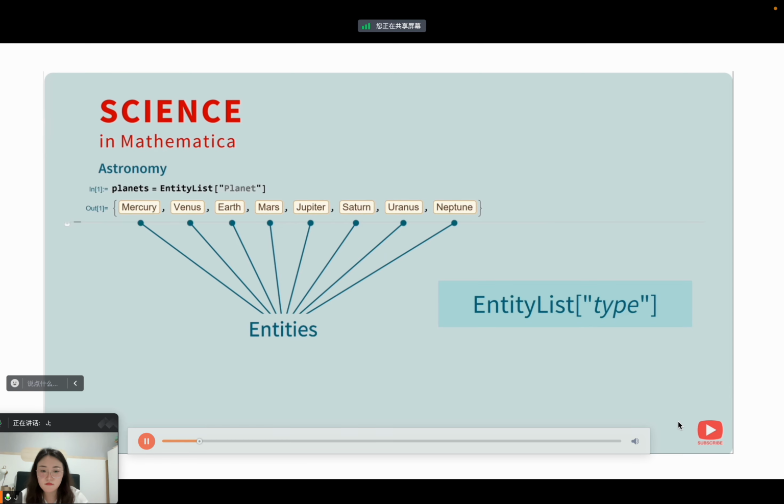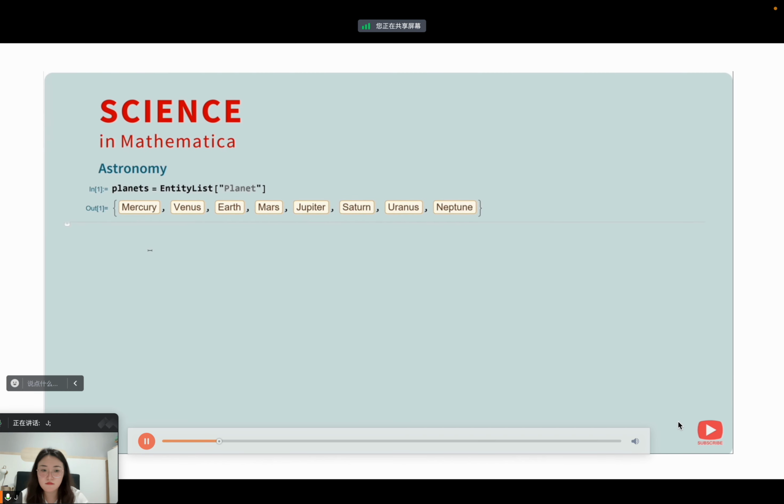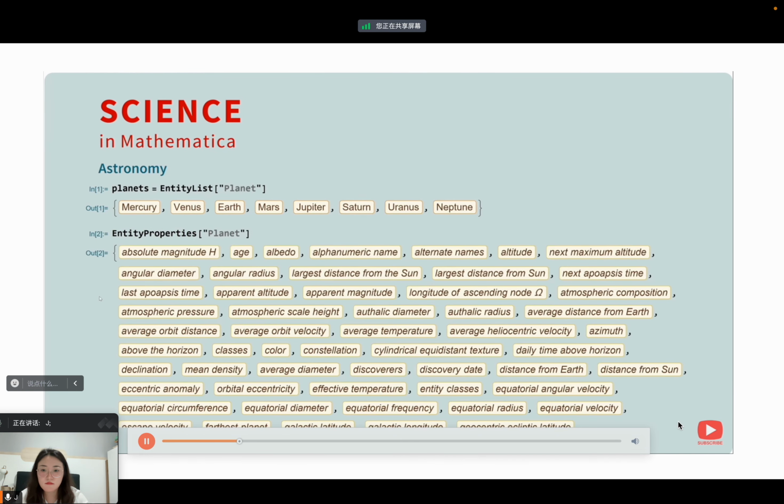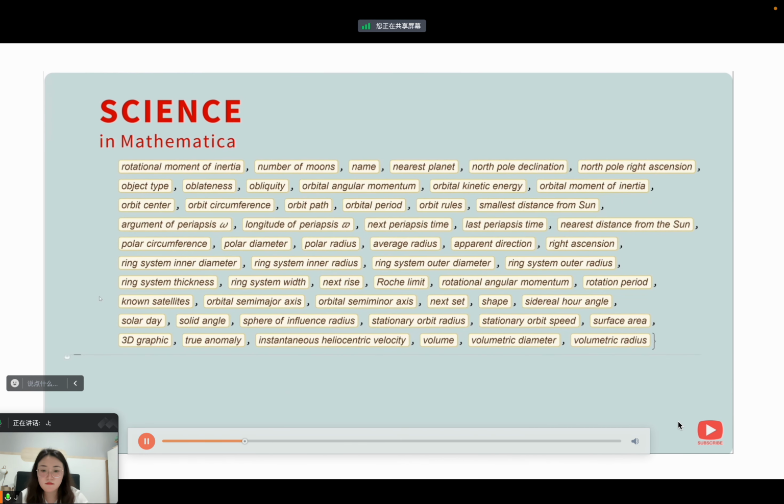These rounded rectangles are Mathematica's way to display entities. For programmers, you can think of entities as objects. These entities have a wide variety of properties associated with them. You can see what data is available by using the EntityProperties function. Here are the properties available for each planet.